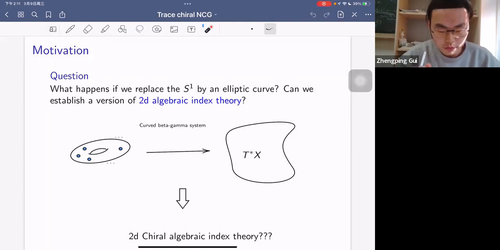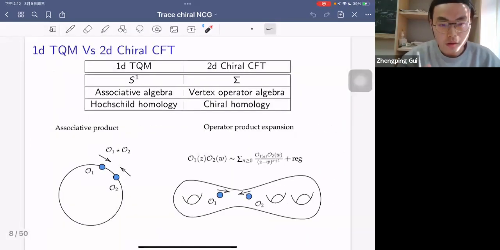The underlying quantum field theory we consider is the so-called curved beta-gamma system, where the source of this sigma model is a two-dimensional surface, and there are some local operator insertions. And the target is the cotangent bundle of a complex manifold. So this is a rough comparison between the algebraic structure in a one-dimensional quantum field theory and the algebraic structure in a two-dimensional quantum field theory.